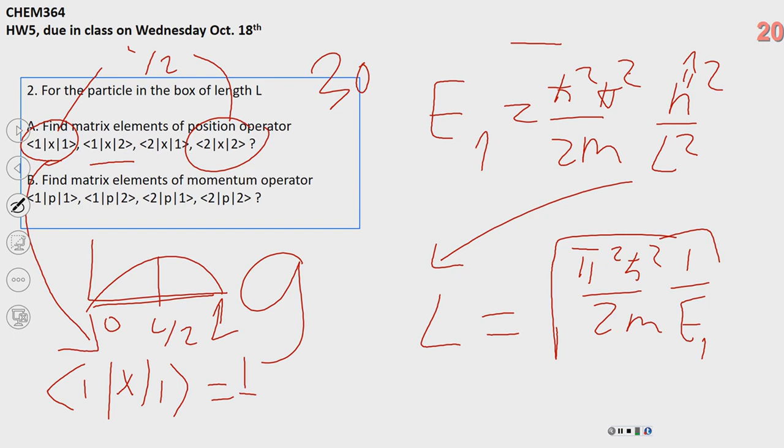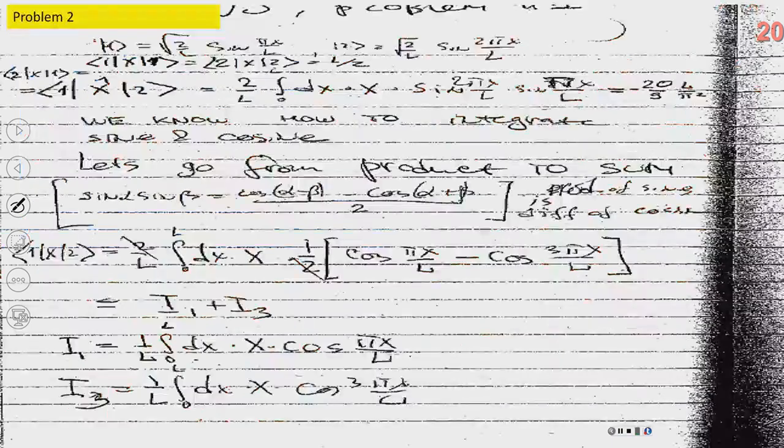For the expectation value of position between 1 and 2 and 2 and 1, they should be the same, right? So you need to find only one of those. And this coincides very much with the extra credit question from the homework 2 weeks ago, right?